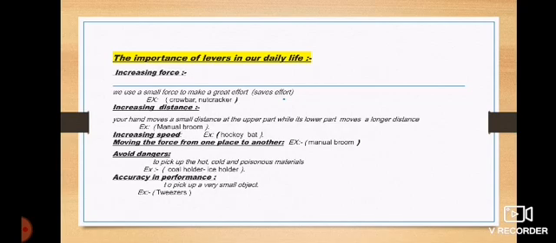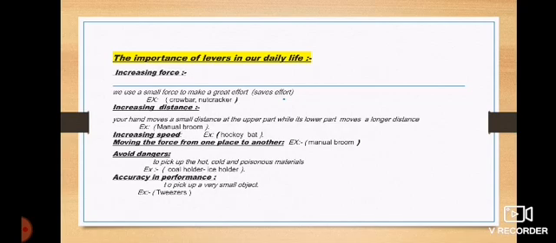Number two, increasing distance. How can we increase the distance? By moving your hand a small distance at the upper part, the lower part will move a larger distance, like the manual broom. Number three, increasing speed, like the hockey bat. Moving the force from one place to another, like the manual broom.